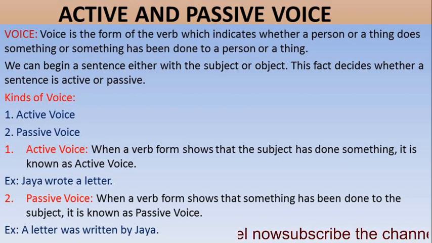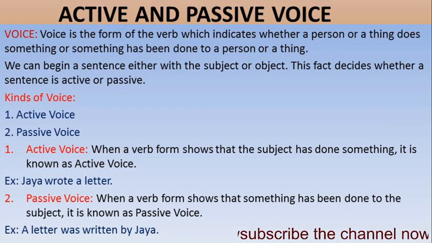Then look at the meaning of the passive voice. When a verb form shows that something has been done to the subject, it is known as passive voice. Look at the example: A letter was written by Jaya. Here a letter has become the subject. In the previous sentence it was in the object place, but in passive voice now the object has become the subject. Like this, the active voice and the passive voice differ in the sentence structure.